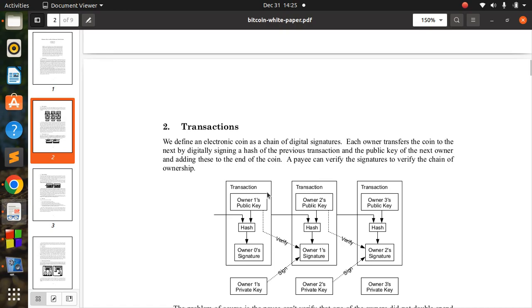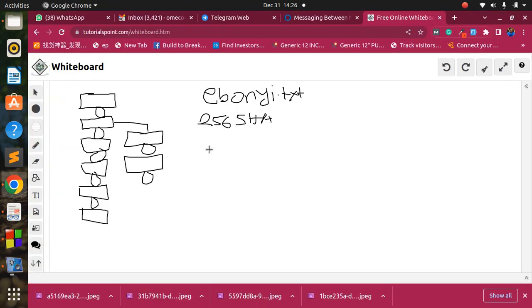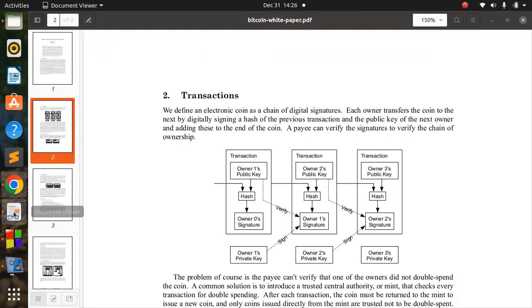Now, transactions. We define an electronic coin as a chain of digital signatures. Each owner transfers the coin to the next by digitally signing a hash of the previous transaction and the public key of the next owner, and adding this to the end of the coin, which is what I explained here. This is a block of transactions. I explained this in "What is Blockchain". I'm just trying to link what I did there with this material. Once you're reading it yourself, you'll grasp the entire concept. It's easy to understand if you pay attention.